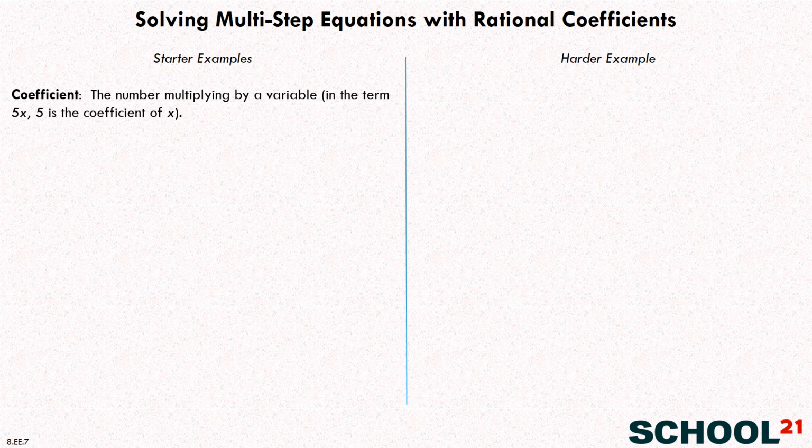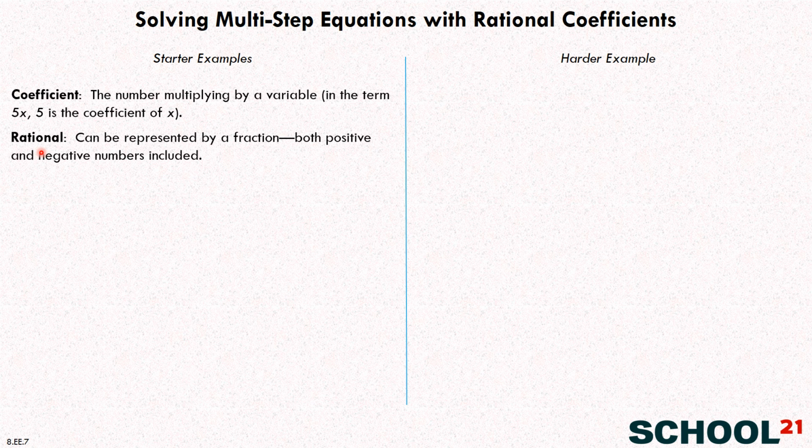Okay. So a coefficient is the number that multiplies by a variable, okay? So for instance, in the term 5x, 5 is the coefficient of x. Make sense? Yeah. Okay, now, a rational number is one that can be represented by a ratio, okay?